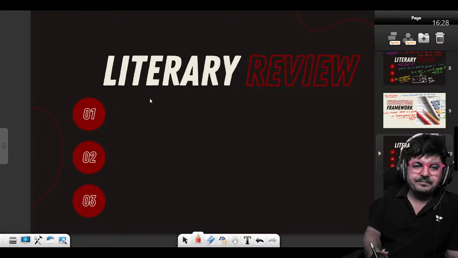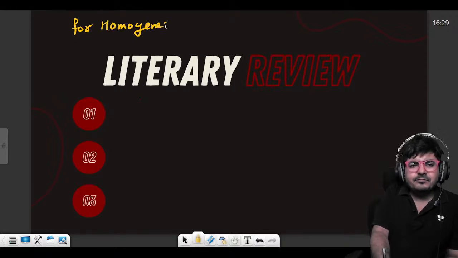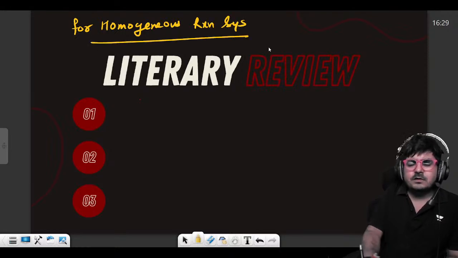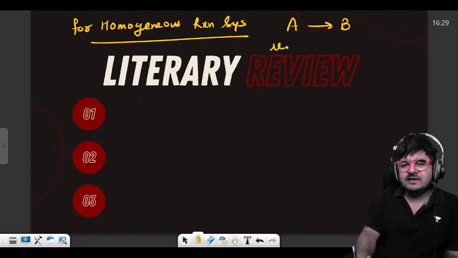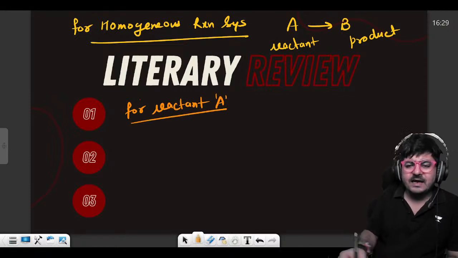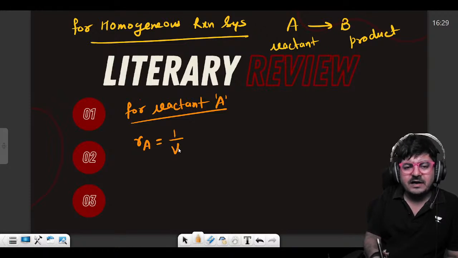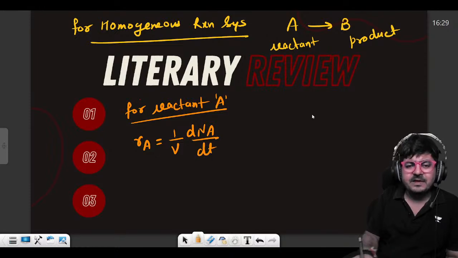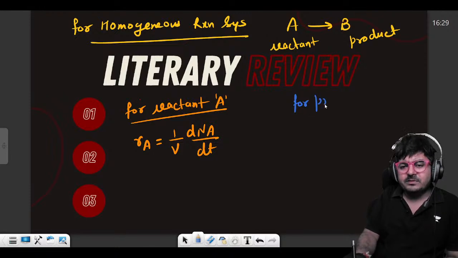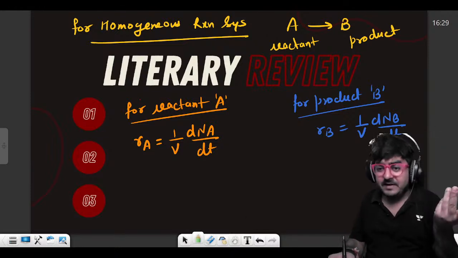तो आते हैं रेट ऑफ रिएक्शन पे. सो फॉर homogeneous reaction system, suppose there is a reaction, let's say A gives B, so you know that A is the reactant and B will be the product. So how will you write the rate of reaction? You guys know that for reactant A, as per the definition, rate of reaction can be written as 1 upon V dnA over dt. Similarly, अगर आपको product के लिए लिखना है, for product B, you can write the rate of reaction as 1 upon V dnB over dt. Correct? This is how we will write as per the definition.